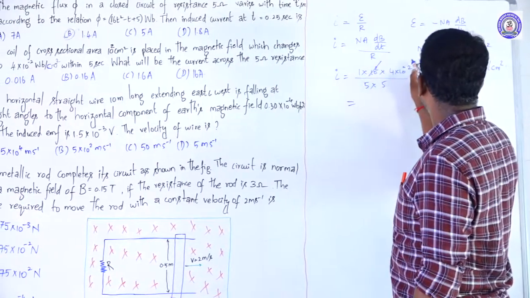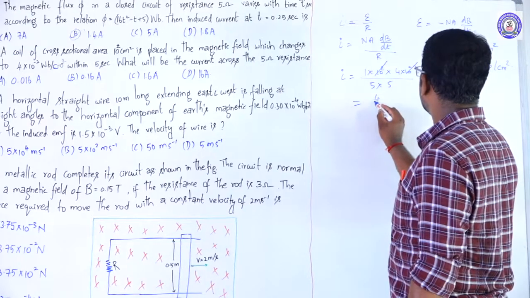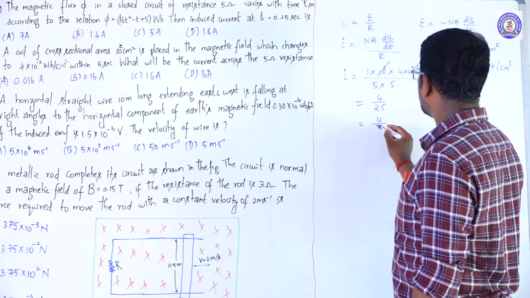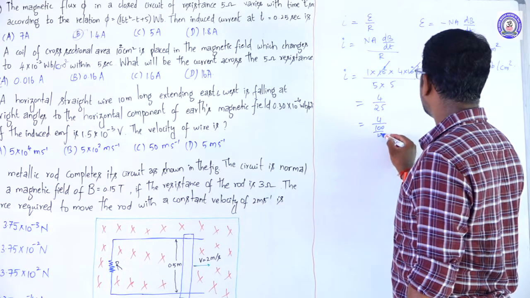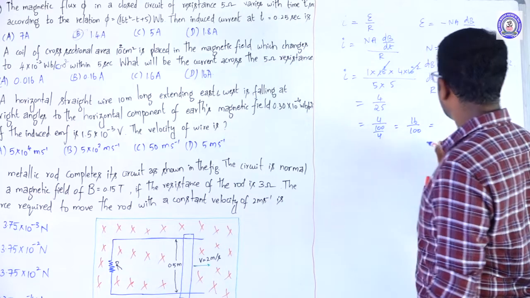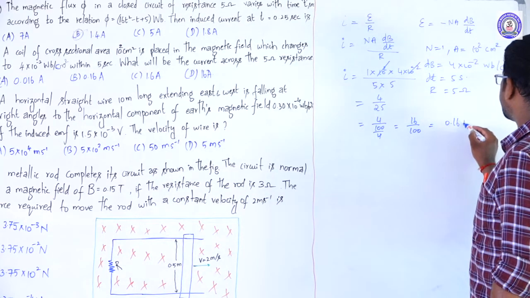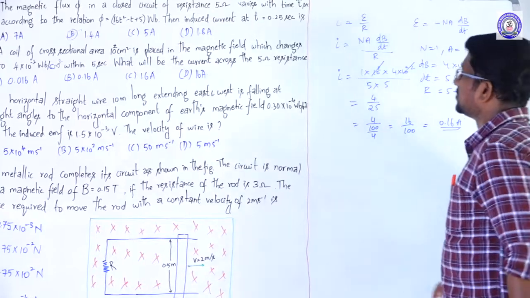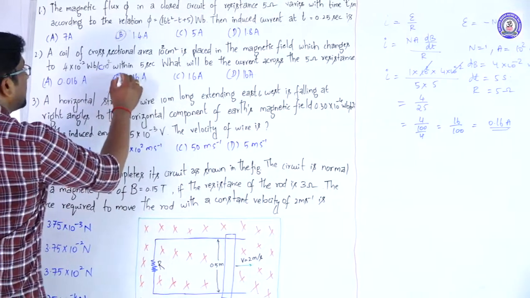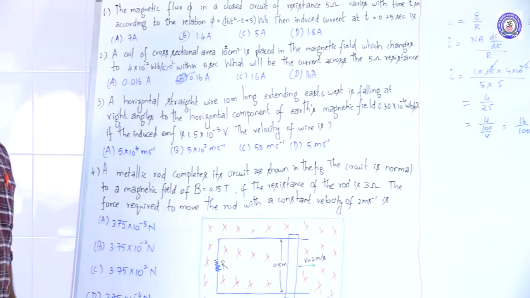Right, 10 power plus 2 and 10 power minus 2 cancel. 4 divided by 25. 4 divided by 25 can be written as 16 divided by 100, since multiplying numerator and denominator by 4. 16 divided by 100 is 0.16 ampere. So the current across the 5 ohm resistance is 0.16 ampere.